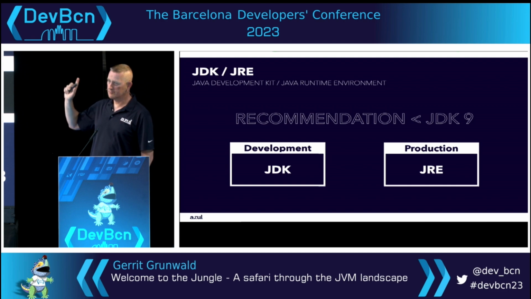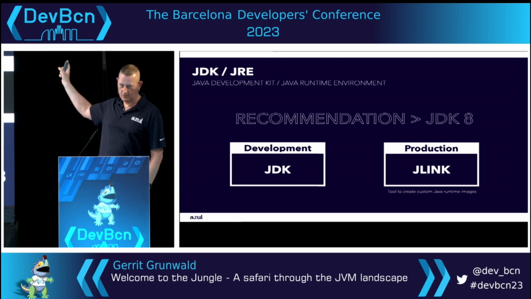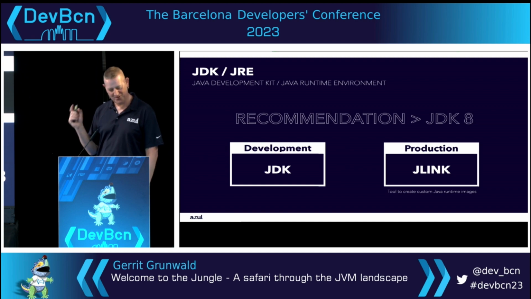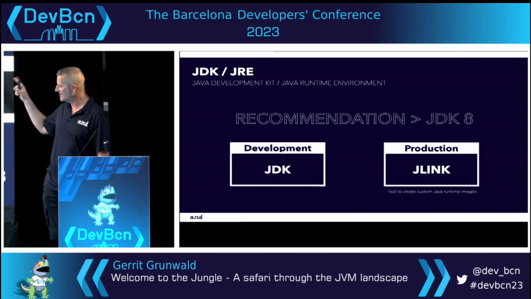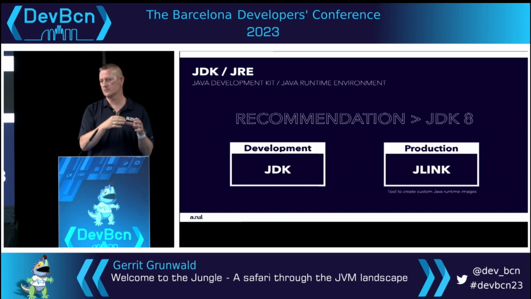Okay, this is for JDKs up to JDK 8, but if you go from JDK 9 onwards, then you should use JLink. Who knows JLink? And who uses JLink in production? See? And that's what I always experience, which is interesting, because JLink is a tool to create a custom Java runtime. That means you build your own JRE, tailored to your application. It only contains the modules that you need. Means it's much smaller than the JRE, right?